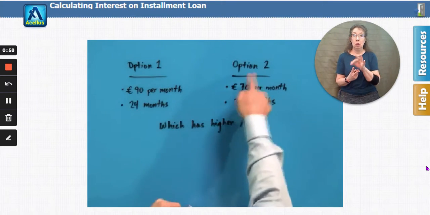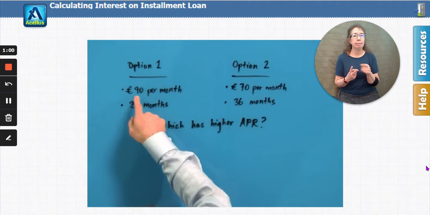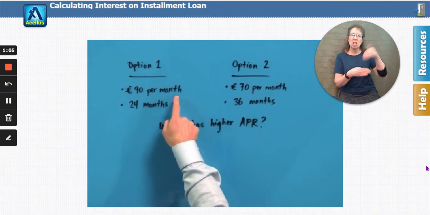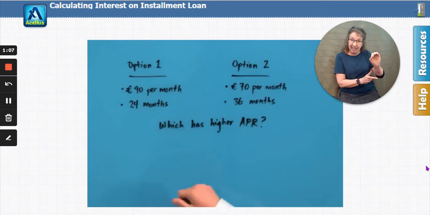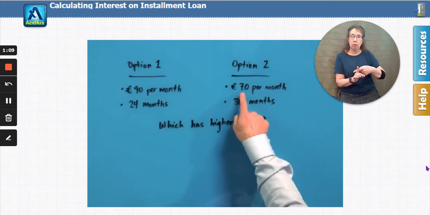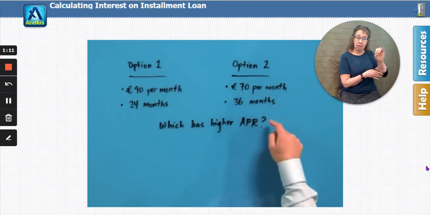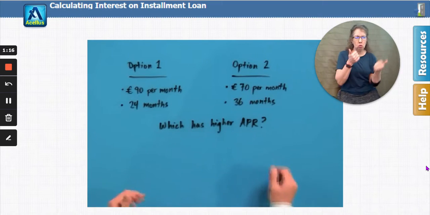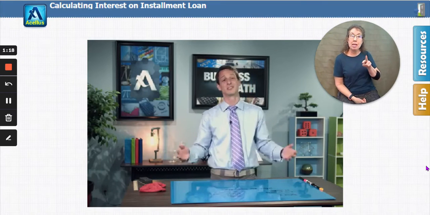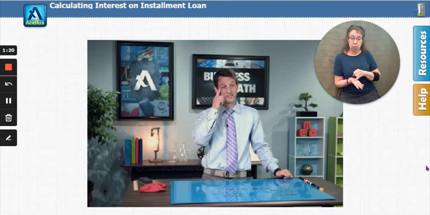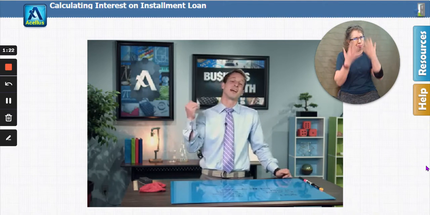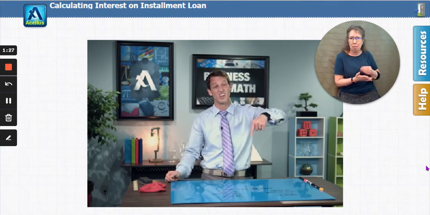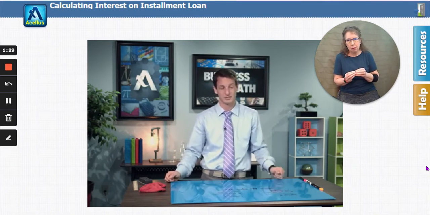Option 1, option 2, we can have an installment loan where we pay 90 euros per month over 24 months. Or we can pay 70 euros per month over 36 months. My question to you is, which one has a higher APR? Because higher interest rates make us very sad. We don't want to pay higher finance charges and higher interest rates. We want to pay as low interest as possible.